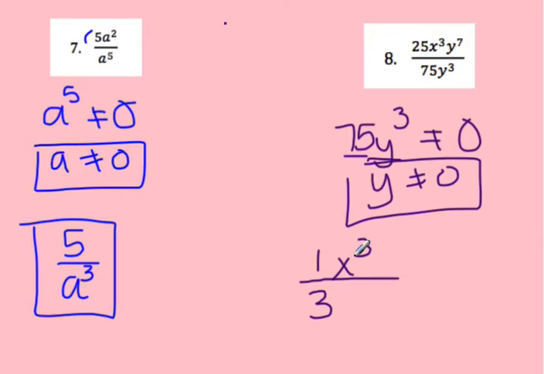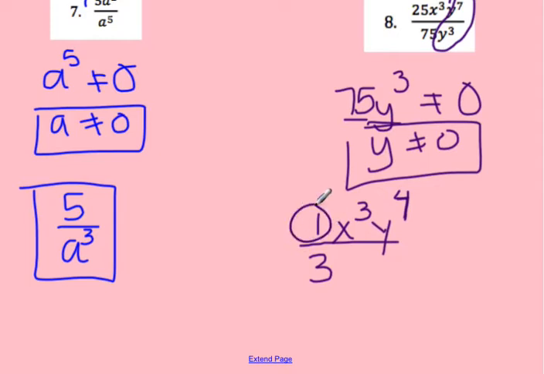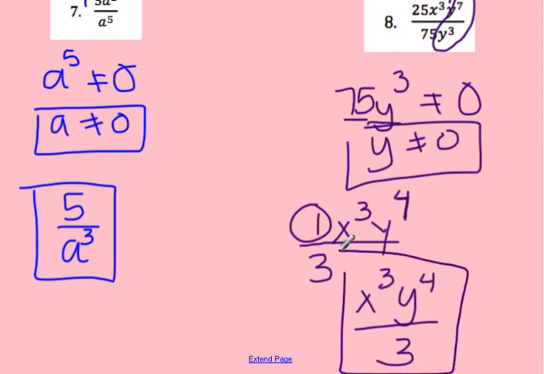And then I notice I have y to the 7th divided by y to the 3rd. So I'm going to subtract those exponents and I get 4. Larger amount of y's are on the top, so my y to the 4th is going to go on top. Now you don't have to write out that 1. Your answer could look like this, but if you write out that 1, that's okay as well.